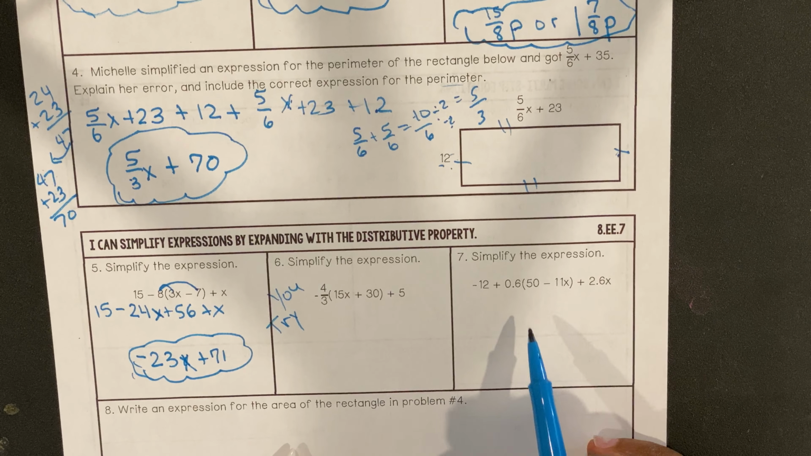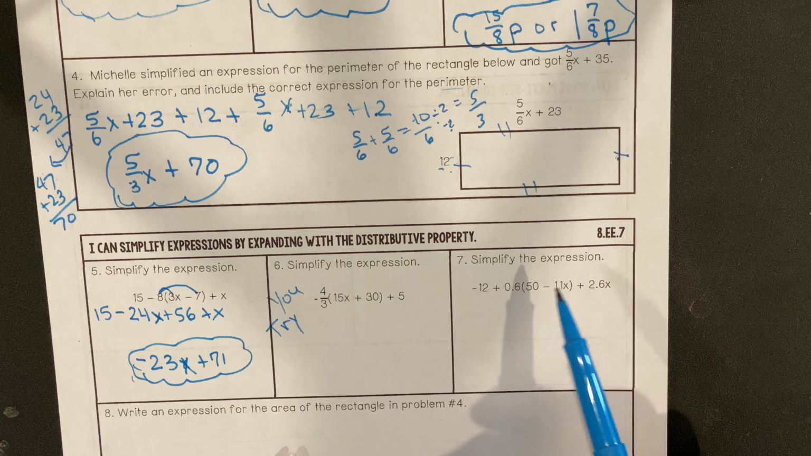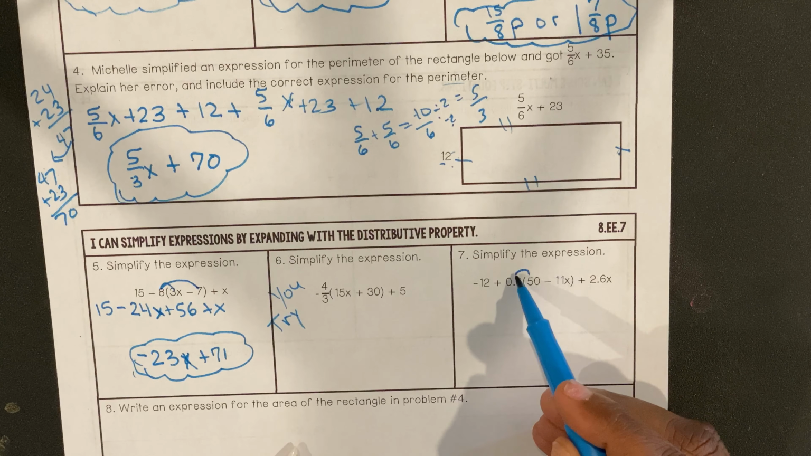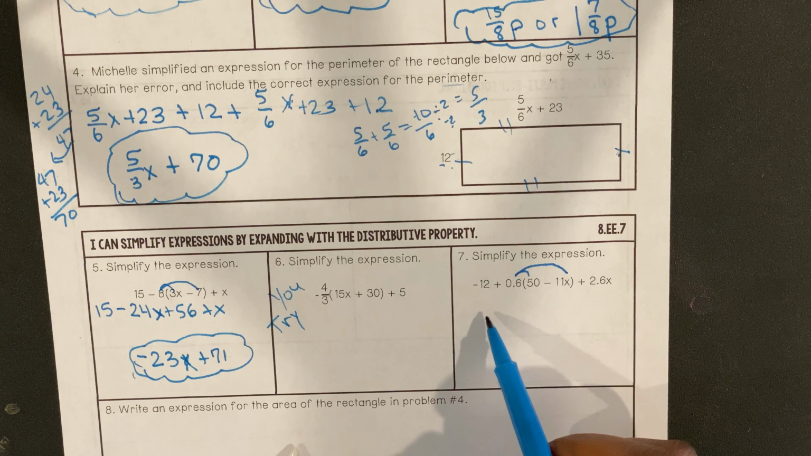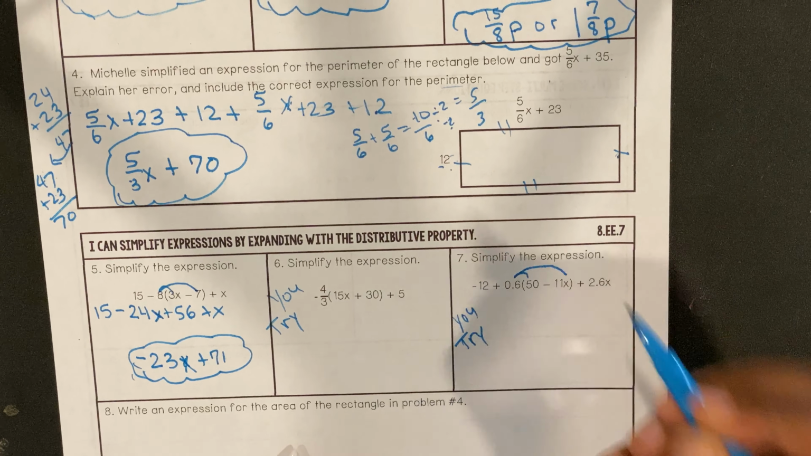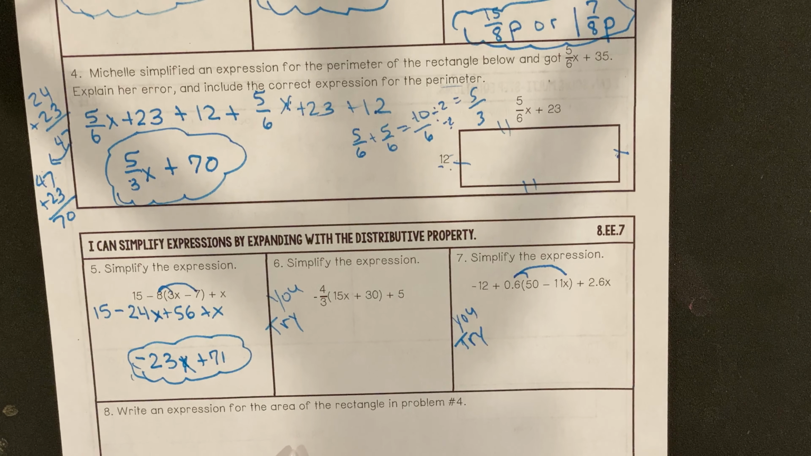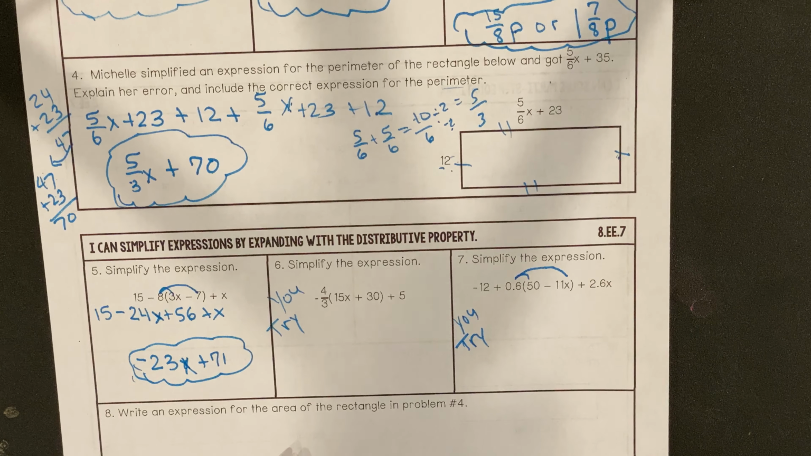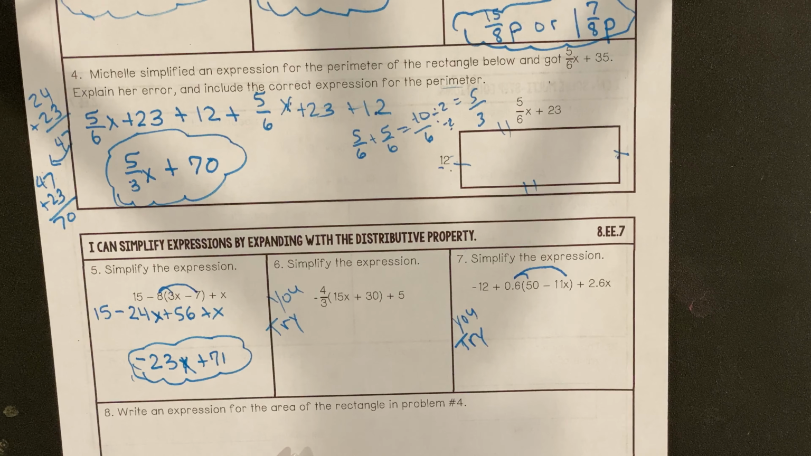Over here, it's the same thing that we did on this side. You're still using your distributive property, okay? And then you combine your like terms. So guess what this is? This is also a you try. So if you have to stop the video to take a picture, then that's what I would like you to do.